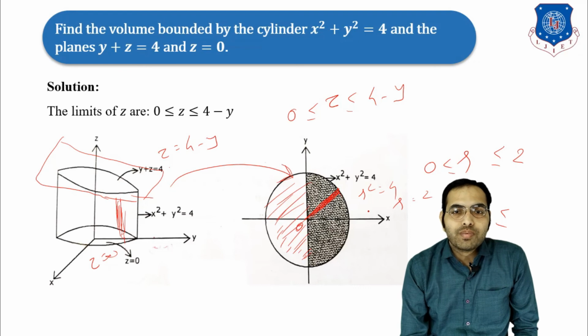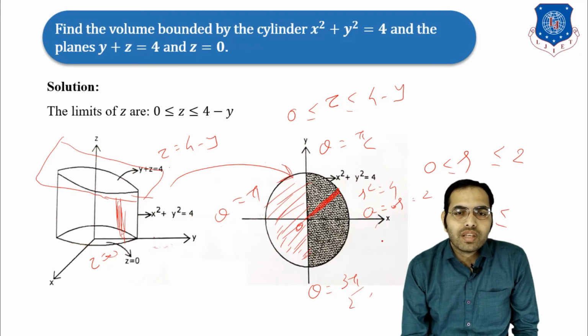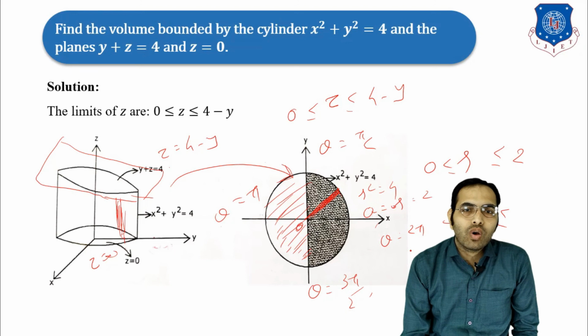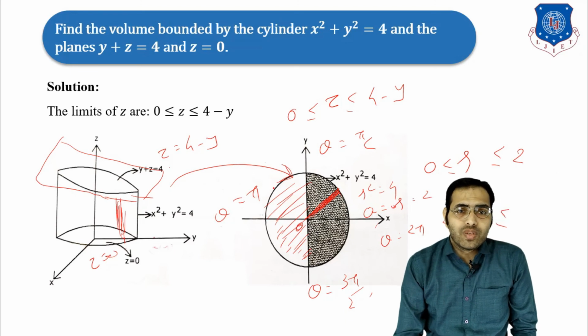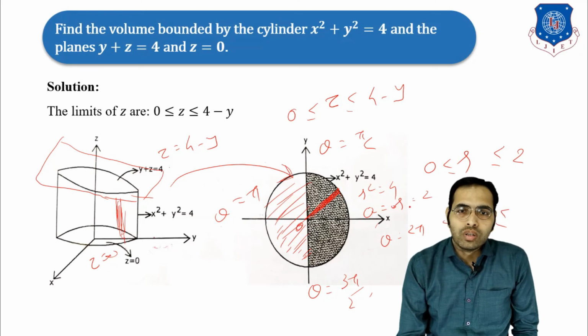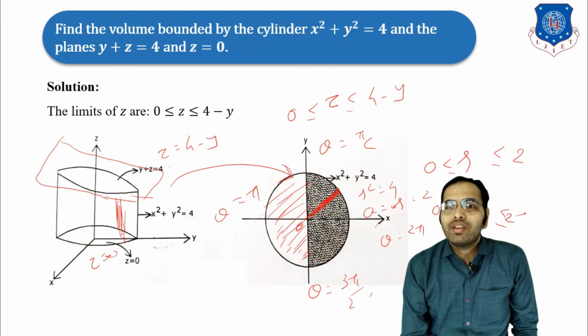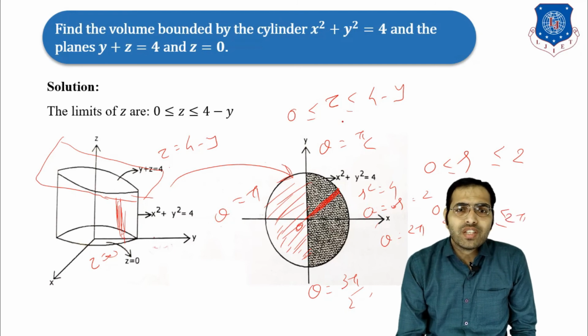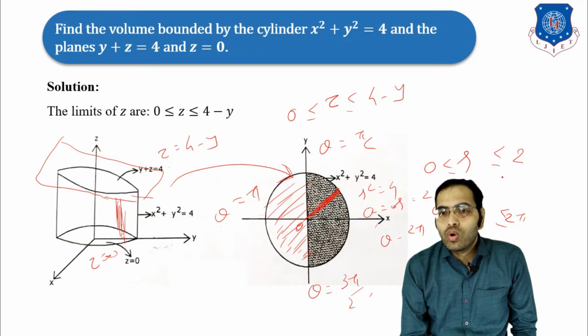And for the values of theta, at this position theta equal to 0, at this position theta equal to pi by 2, here theta equal to pi, here theta equal to 3 pi by 2 or minus pi by 2, then again we come to this position, theta equal to 2 pi, which means theta varies from 0 to 2 pi. Then here we have the limits: z varies from 0 to 4 minus y, r varies from 0 to 2 and theta varies from 0 to 2 pi.